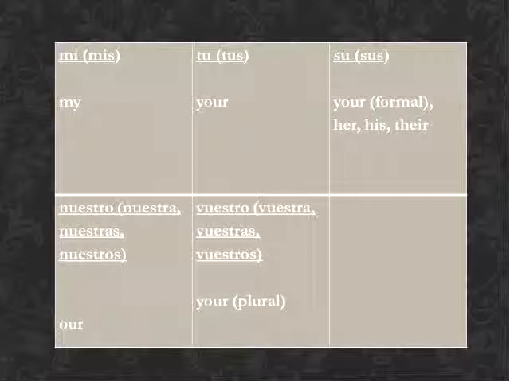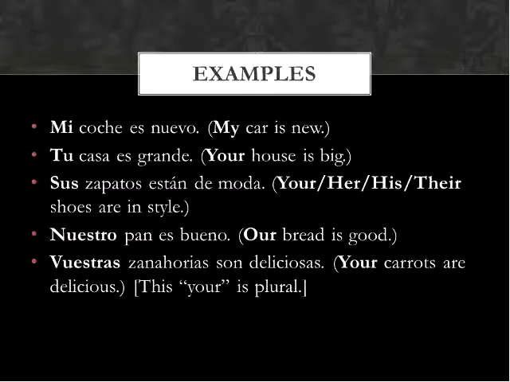So mi and mis, it's my, okay? So you have to match it depending on if you're talking about something that's singular or plural. Same here with tu and tus. Okay, and then remember for su, there are other meanings to that. It can mean her, his, or their, or you, your, formal. And then we have nuestro in different forms as well, and vuestro.